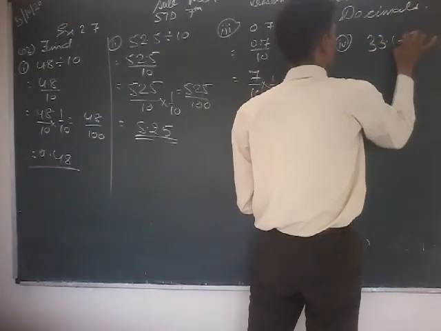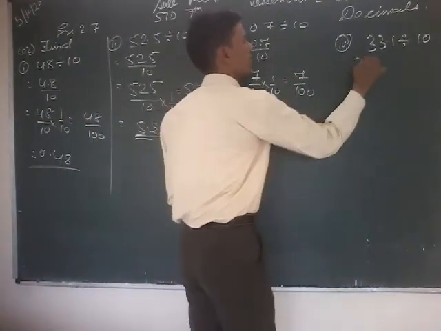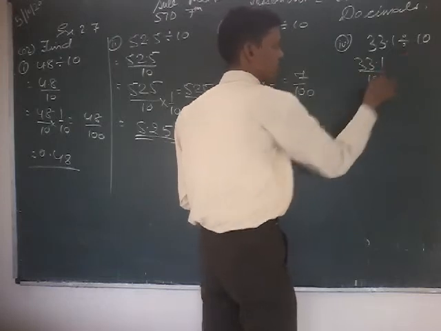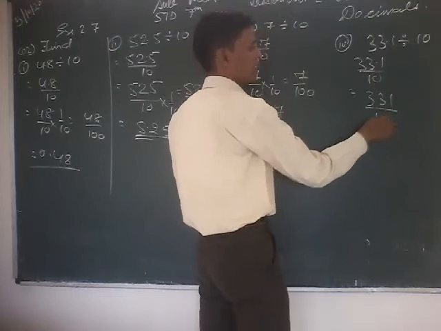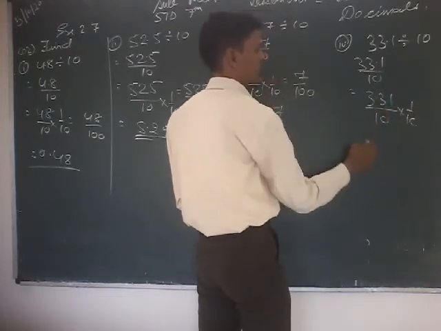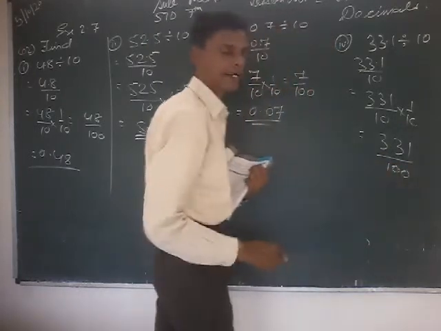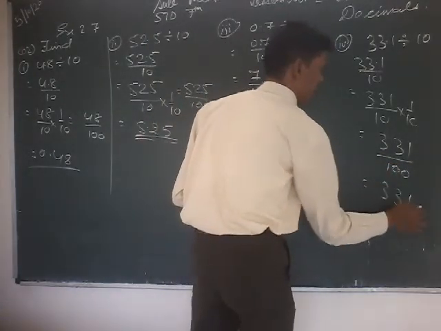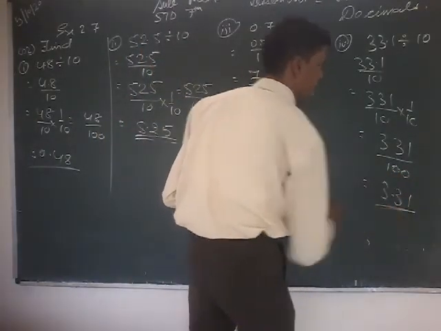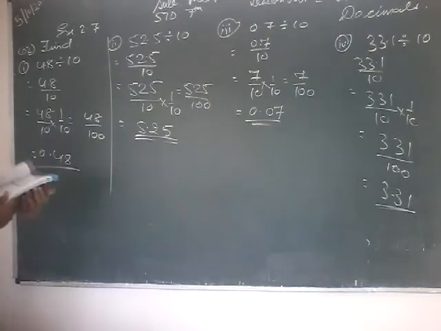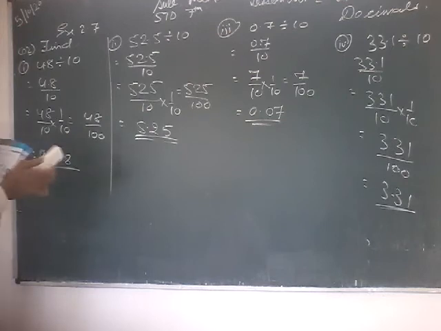Now fourth sum. 33.1 divided by 10. What will we do here again? 33.1 upon 10. This 10 we have got here. 331 upon 10. We will remove this one decimal and 1 upon 10 for this. 331 upon 10 and the 100. 331. How many zeros are there? 1, 2. Count 1, 2. This is the answer of this question. In the same way, the remaining sums you can do at home. Okay, I am explaining question number 3.